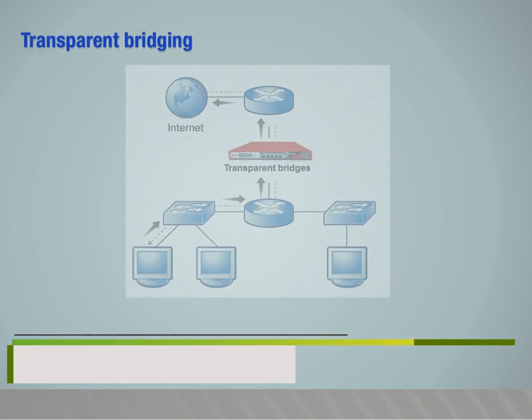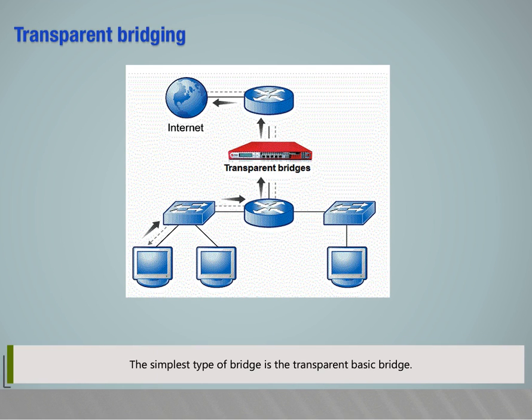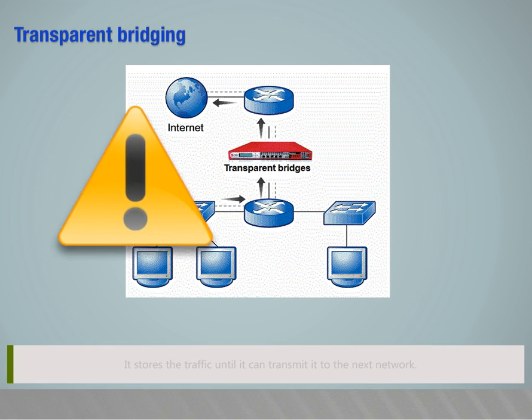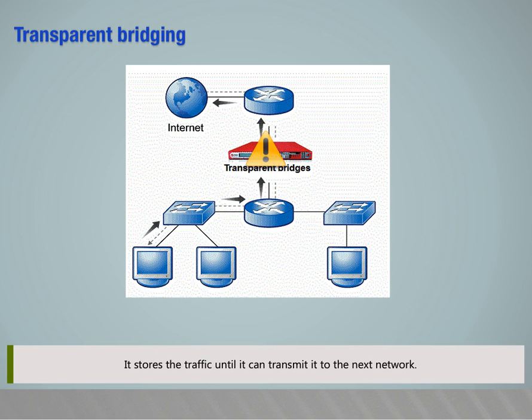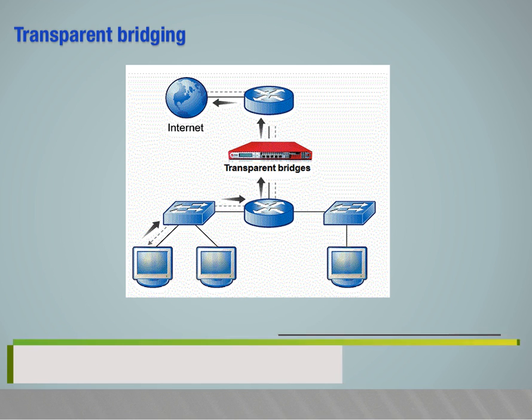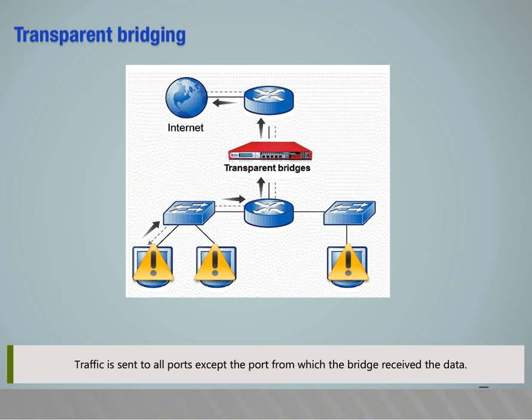Transparent bridging. The simplest type of bridge is the transparent basic bridge. It stores the traffic until it can transmit it to the next network. The amount of time the data is stored is very brief. Traffic is sent to all ports except the port from which the bridge received the data.